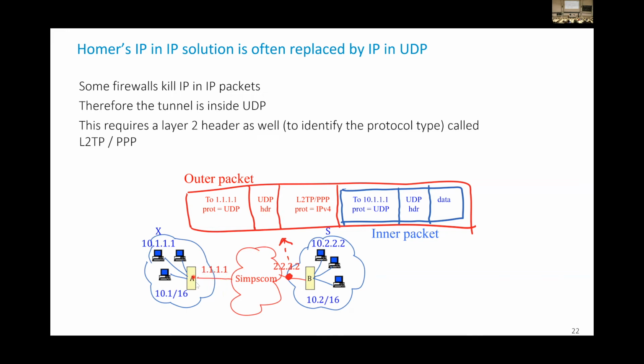The UDP port number is simply the port number used by the VPN server at A to receive all those packets. And then typically there is also another small header, which is just serving the purpose of identifying a protocol. Such a header is called the L2TP header, which is a format for headers that is used to carry all the possible protocols in the world that exist.